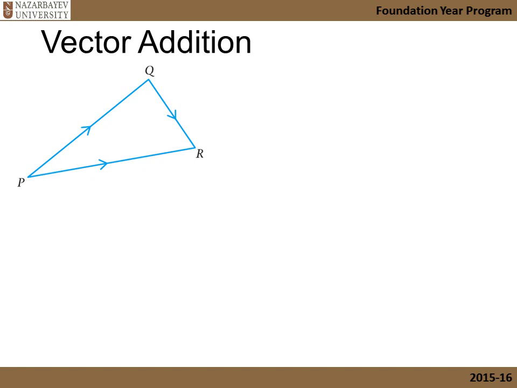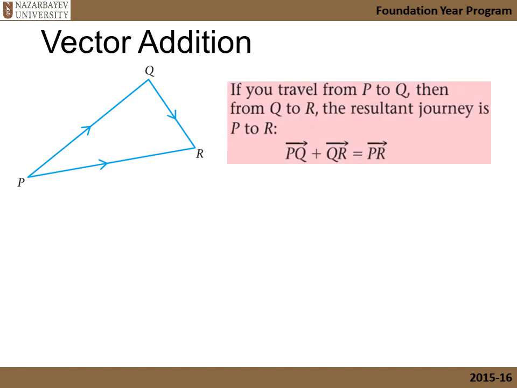Let's take these 3 points. We can travel from the point P to point Q, and then from Q to R. And we can see our resultant travel PR. And in vector form, we can express this through the vectors PQ, QR, and PR. And our resultant vector PR equals the sum of PQ and QR.